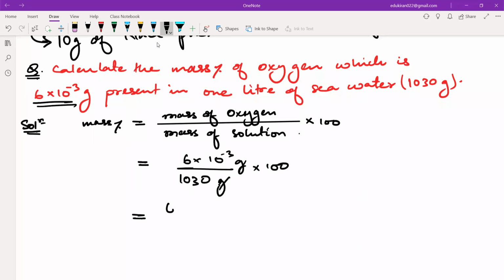Okay, please calculate. 10 to the power minus 3, how much will it become? It becomes 10 to the power minus 1, because here there is 100. So 6 into 10 to the power minus 1 divided by 1030. Please calculate this.